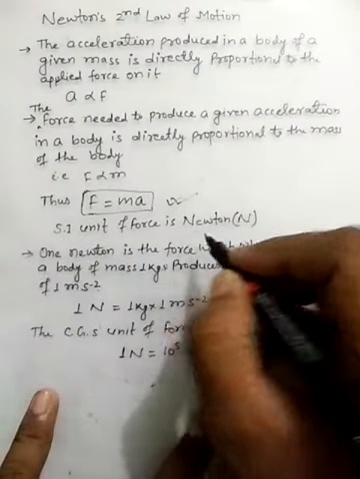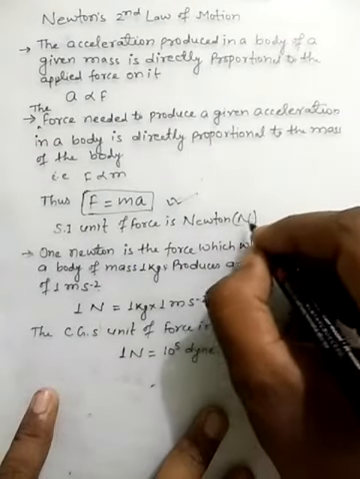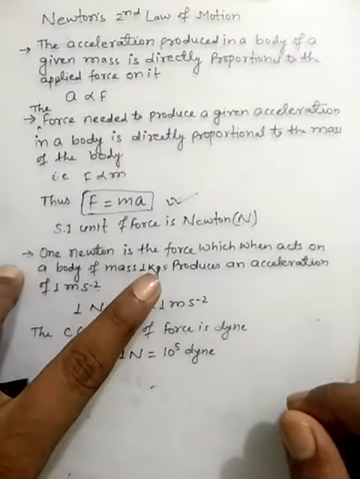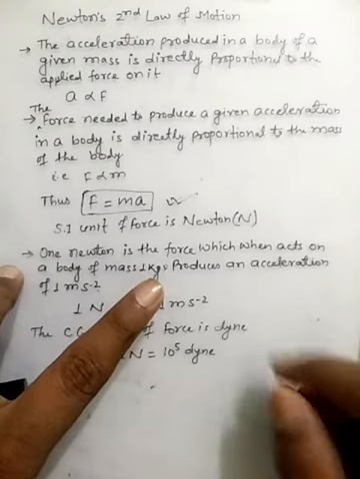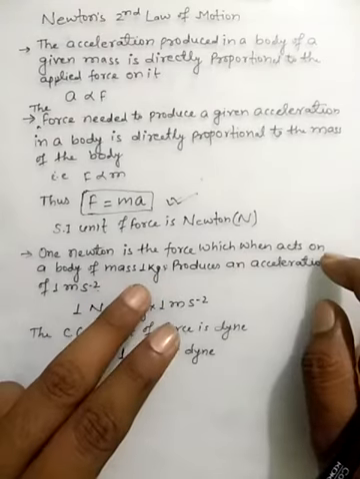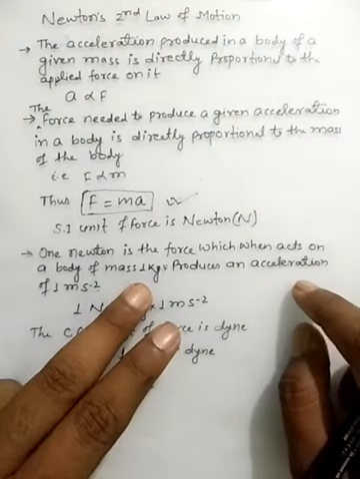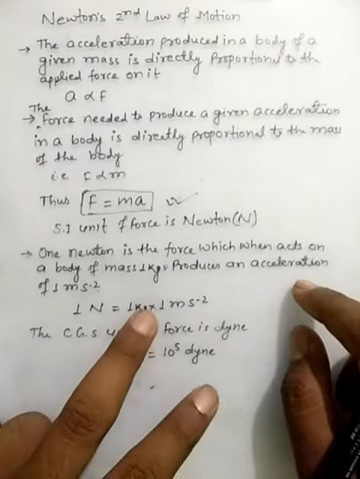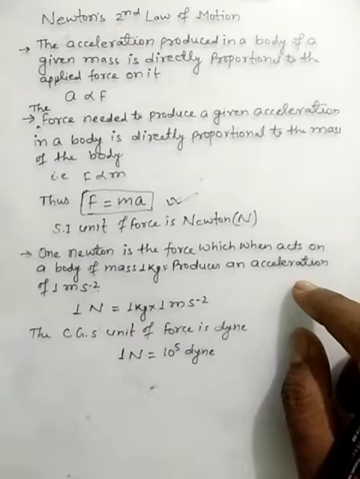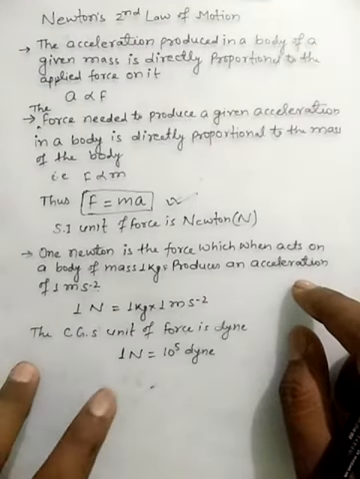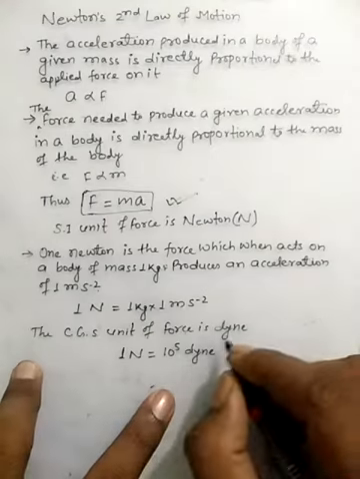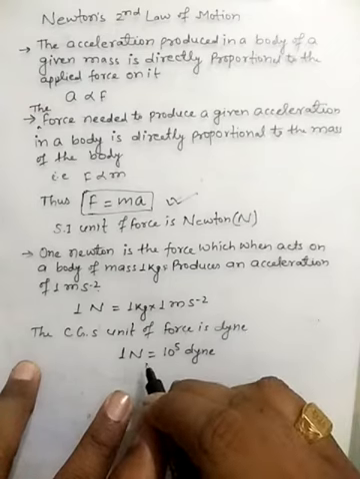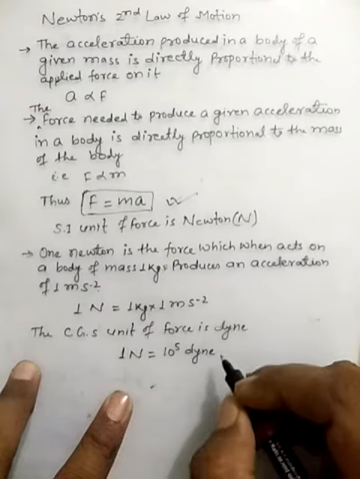The SI unit of force is Newton, which is represented with capital N, and 1 Newton is the force which, when it acts on a body of mass 1 kg, produces an acceleration of 1 meter per second square. Therefore, 1 Newton is equal to 1 kg into 1 meter per second square. The unit of force in the CGS system is dyne, and 1 Newton is equal to 10 to the power 5 dyne.